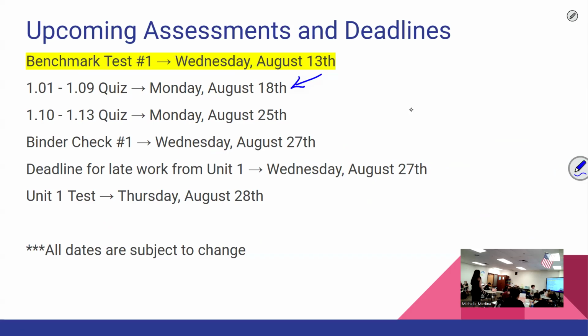And then the first major assessment are these dates and stuff, but I don't want to talk too much. I'm already giving you a lot of information.